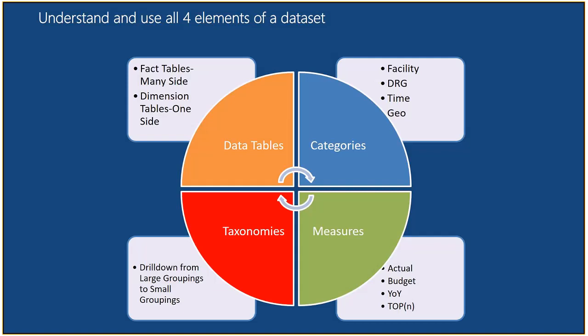Okay. So we focus a lot on categories. The third element is measures. From an Excel perspective, these are formulas. From a SQL perspective, maybe, I'm not a SQL guy, but I think these are calculated columns. Examples of measures are things like actual, budget, year over year, or top N, and there are hundreds of different measures. One of the things we're going to focus on is the difference between a calculated column and a calculated measure. And you in particular need to think about it.